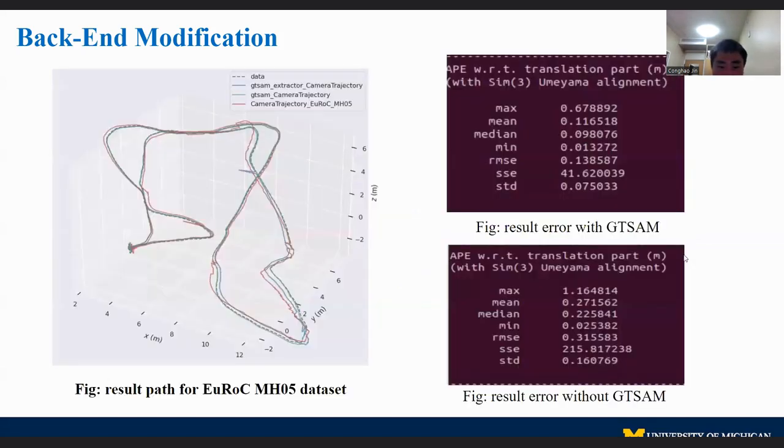This is the resulting path gained after applying our method. It is clear to see that after we apply GTSAM after G2O in bundle adjustment, the result is closer to the ground truth and generates fewer errors in magnitude.